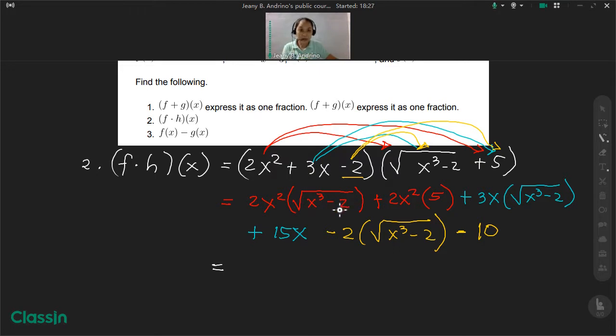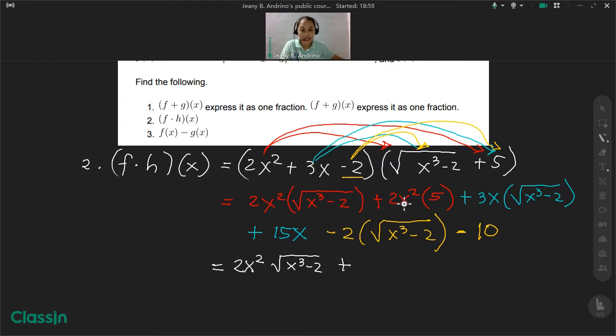Now when you multiply a radical expression and a number, you cannot multiply that number and the numbers inside. Instead, you will just be copying the numbers that you are multiplying with the radical expression. So just simply copy our x cubed minus 2. So we're simply writing 2x squared beside square root of x cubed minus 2. Next, we go for the next term.